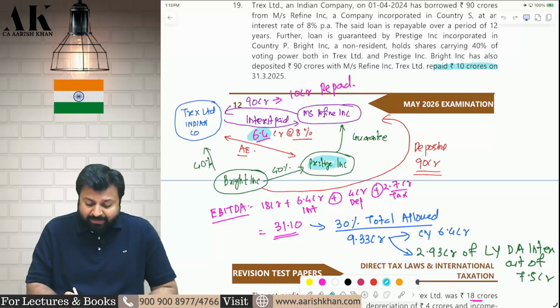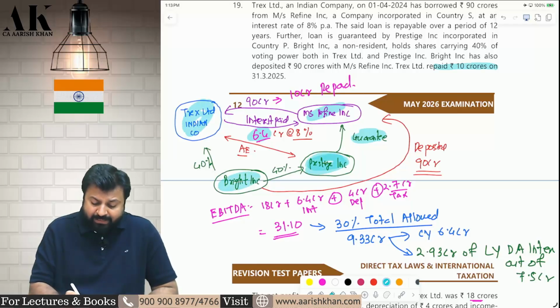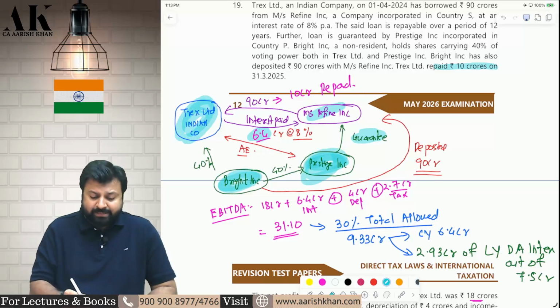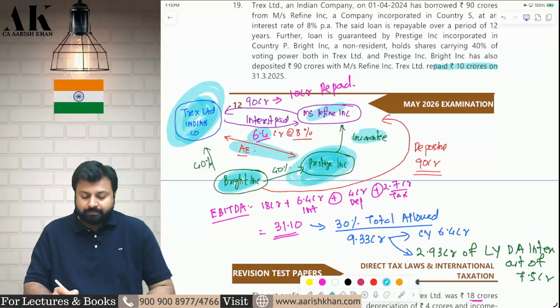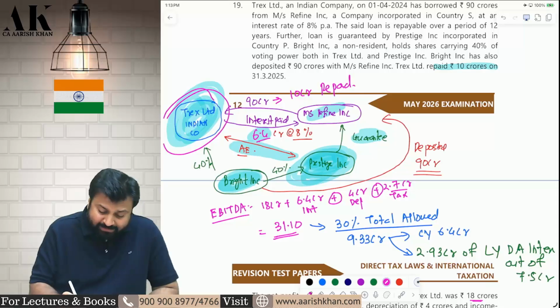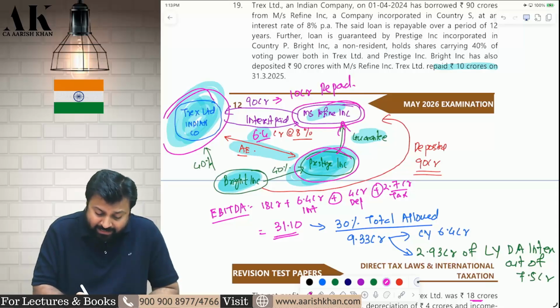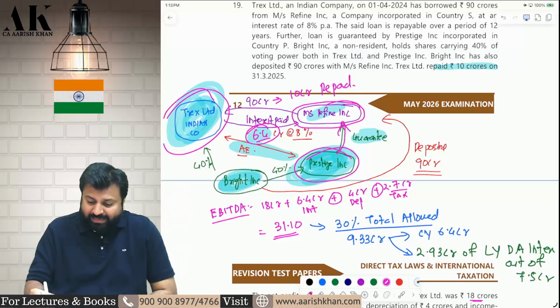Now there is one company, Prestige Inc., which is giving guarantee to our associate enterprise. Now there is one more company, Bright Inc., which is holding 40% in Trex and 40% in Prestige. Therefore, because Bright Inc. holds 40% in Trex and 40% in Prestige, Trex and Prestige are associate entities, and our associate entity is giving guarantee to a third party. Therefore, this interest will be coming under limitation of interest. As simple as that.